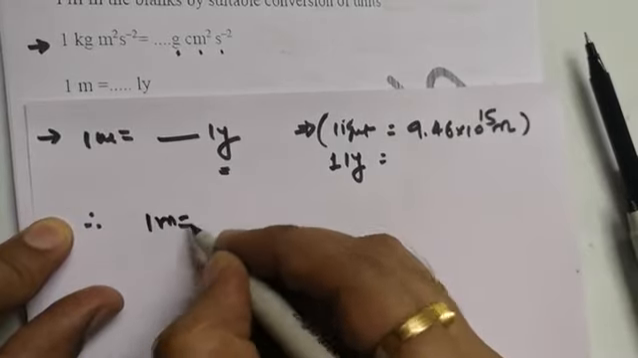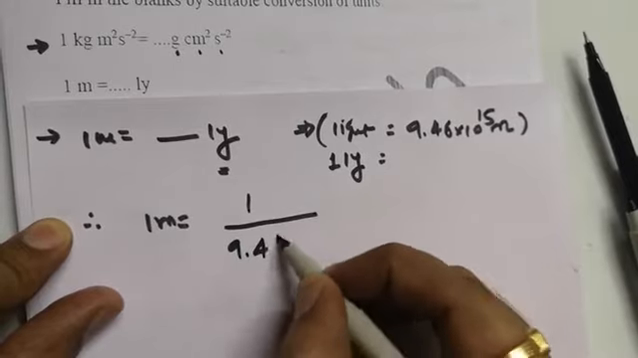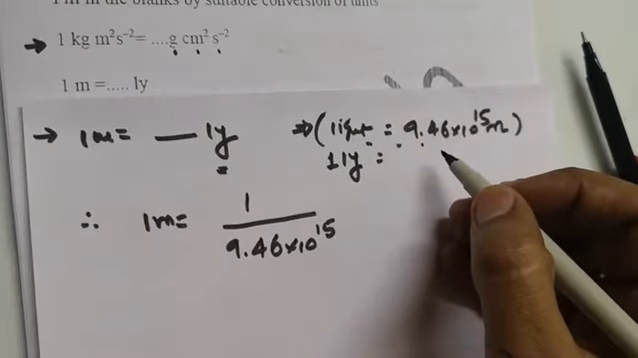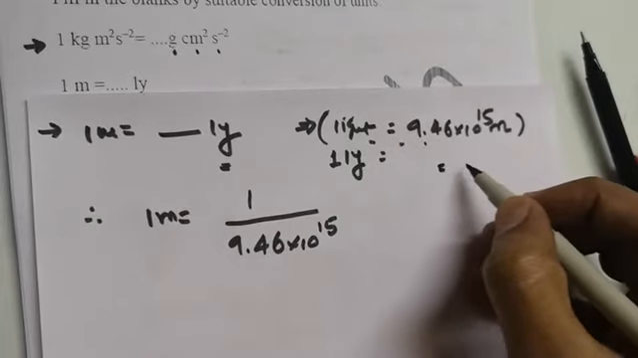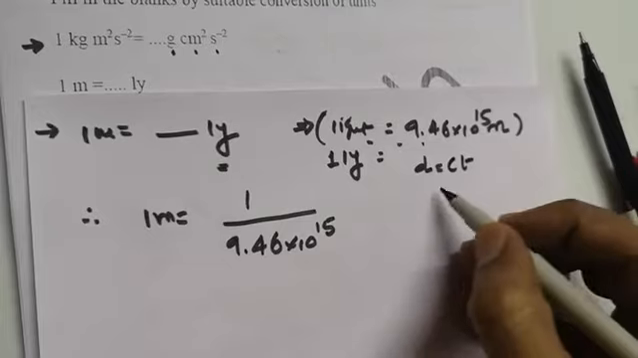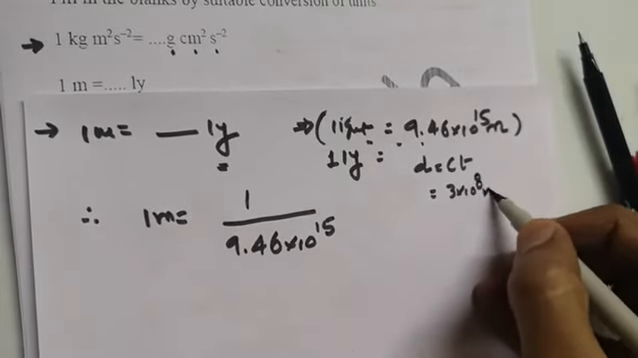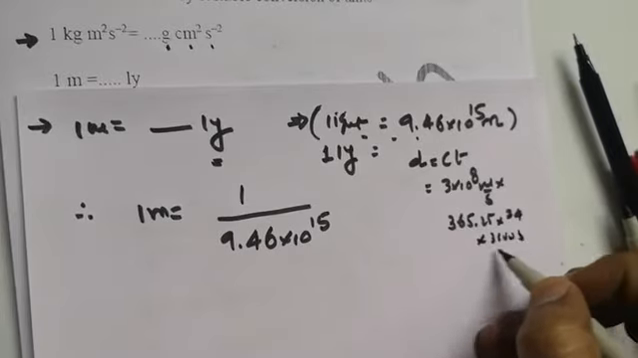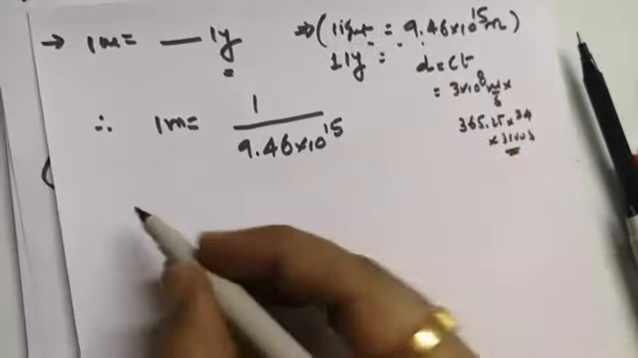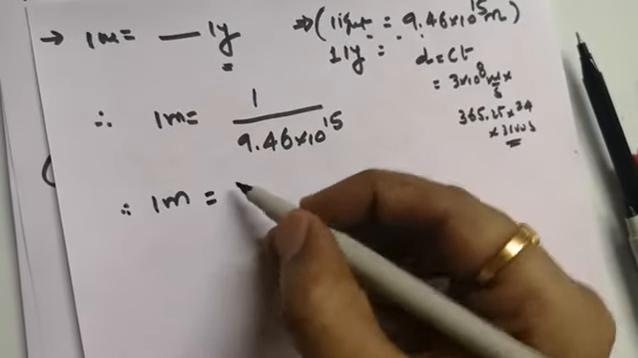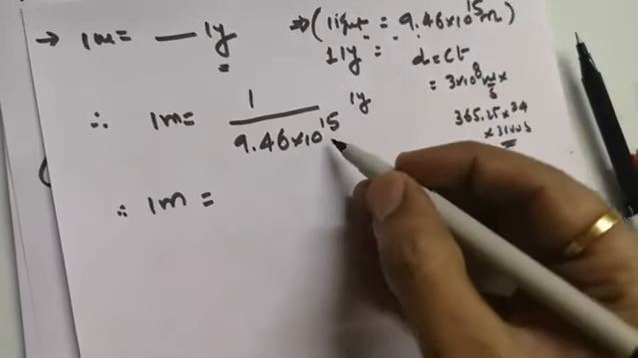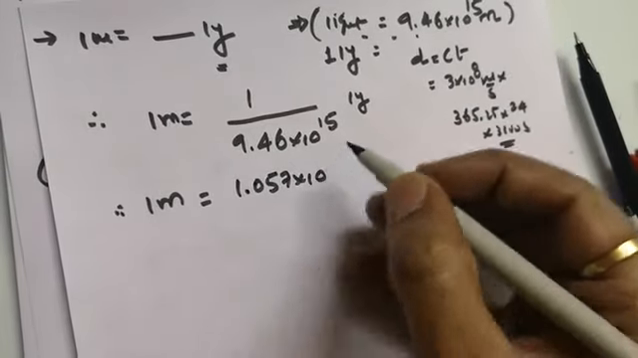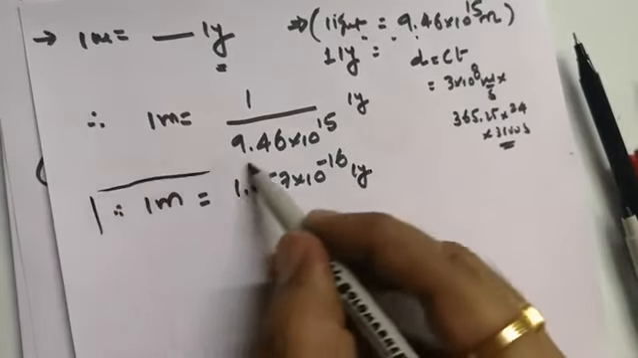So what I am doing is 1 meter equals 1 divided by 9.46 10 to the power 15 meters. Basically, this is the distance covered by light, the velocity of light. If you remember the formula, distance equals ct. This is 3 cross 10 to the power 8 meter per second, and this is the time. I have mentioned 365.25 days, 24 hours and 3600 seconds. That is how we found it. So 1 meter equals this much light year. 10 to the power 15 goes in the numerator, and 1 upon 9.46 gives 1.057, and I am just increasing one power. So this is the distance covered in terms of a light year.